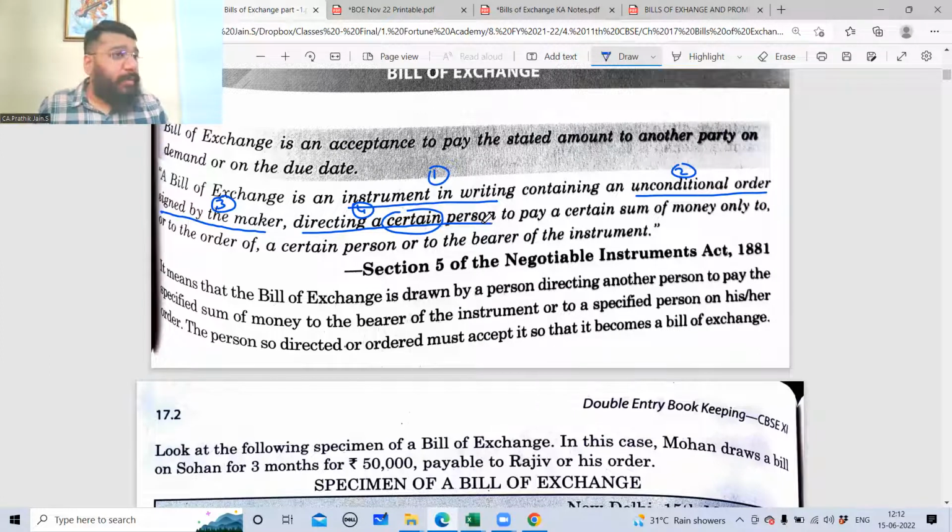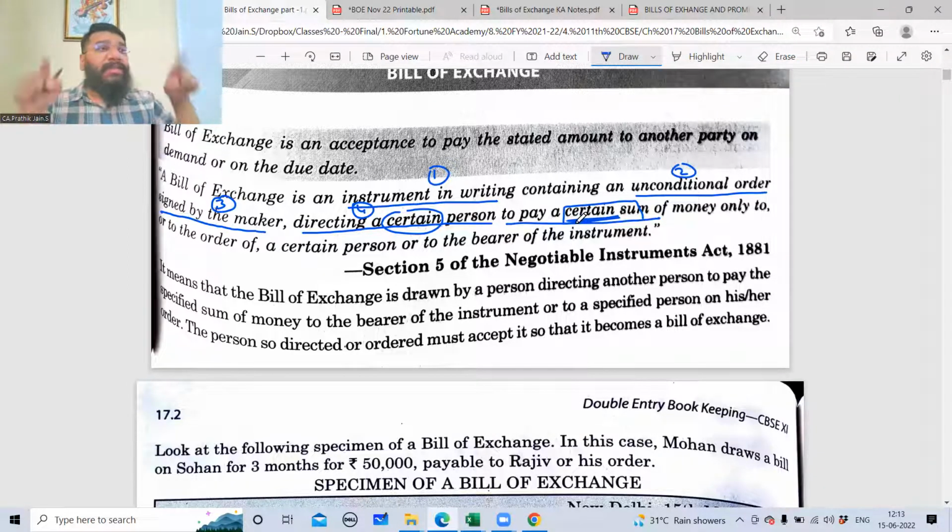Directing a certain person to pay a certain sum of money. Certain sum means what? You have to mention the amount that needs to be paid. You cannot say that this fellow has to make me the payment on 20th of July. You have to tell that this fellow has to pay 10,000 rupees on 20th of July. So you have to mention the amount of money. Certain means the absolute value of the money has to be mentioned. The amount has to be mentioned in both numbers and in words.